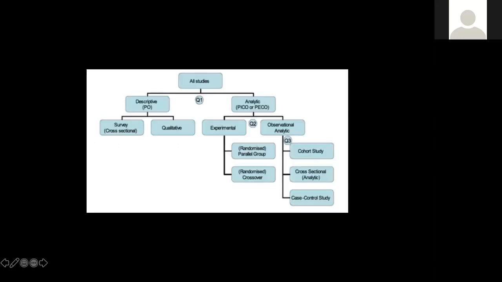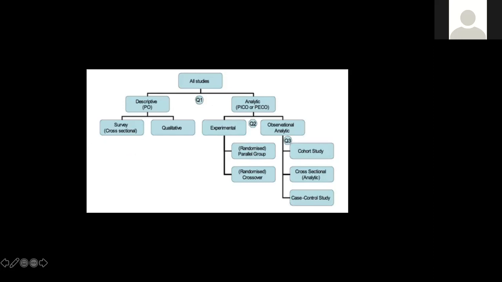So if you look at all studies, the descriptive studies only have the population and outcome because there is no intervention in a descriptive study. So you can have a survey, which is a cross-sectional study, or you can have a qualitative study. If you're looking at analytical studies, either they can be experimental or they can be observational with analysis.